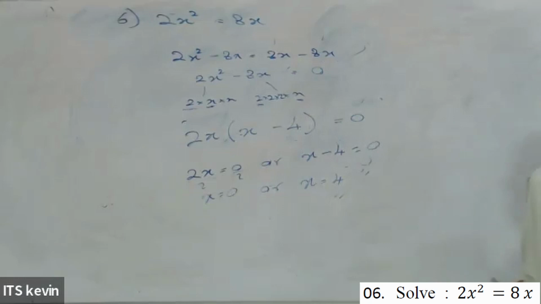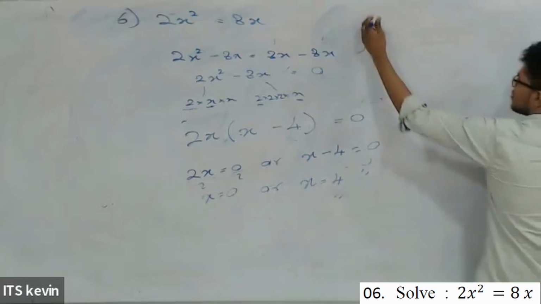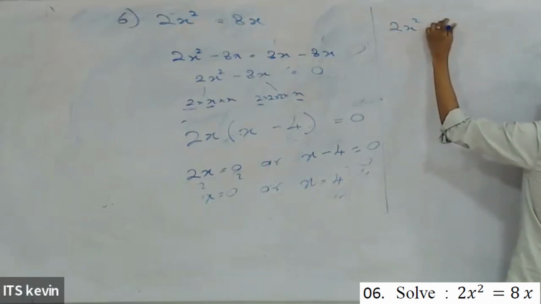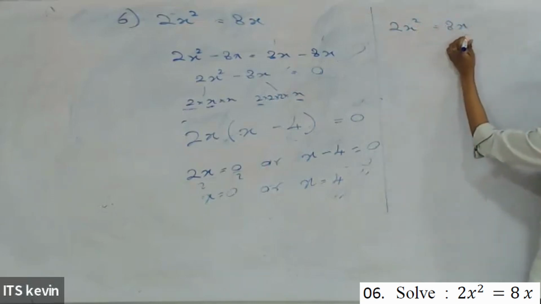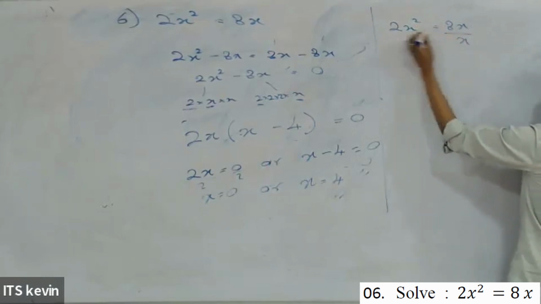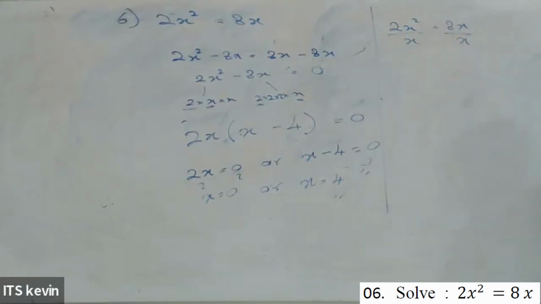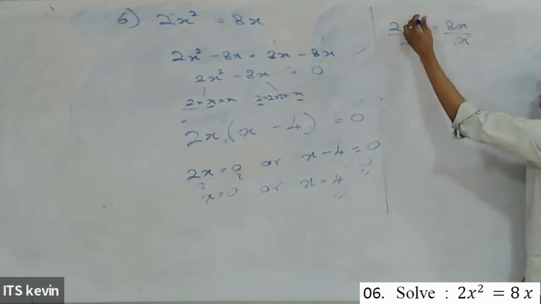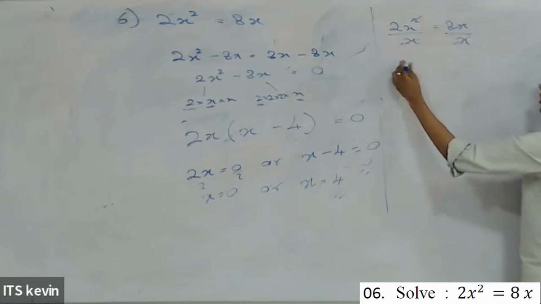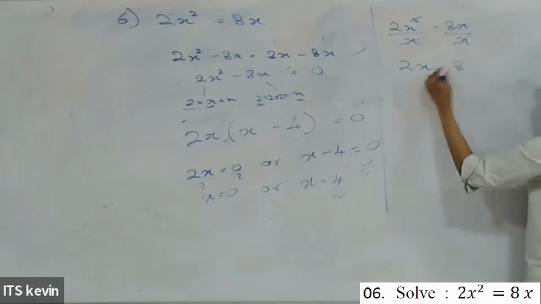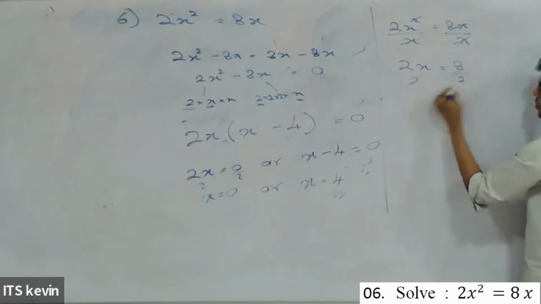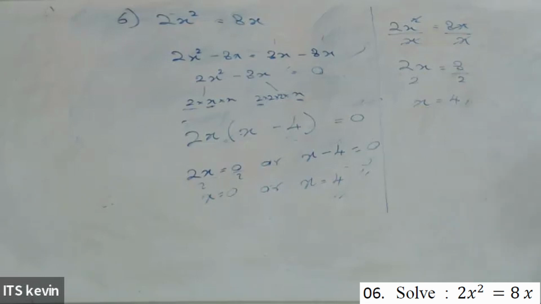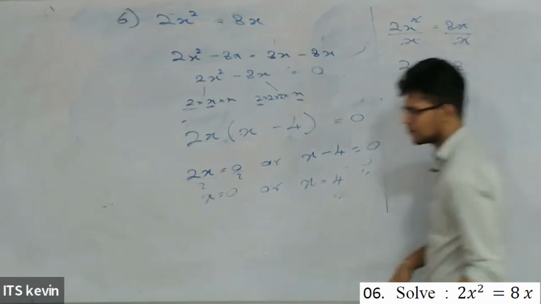And I think there should be some students who did it like this. 2x squared is equal to 8x, so maybe you divide both sides by x. Then this x cancels with this x squared, so you get 2x is equal to 8, and divide both sides by 2. You get x is equal to 4. Then here you get only one answer. Is this correct? What is the mistake? What is wrong here?